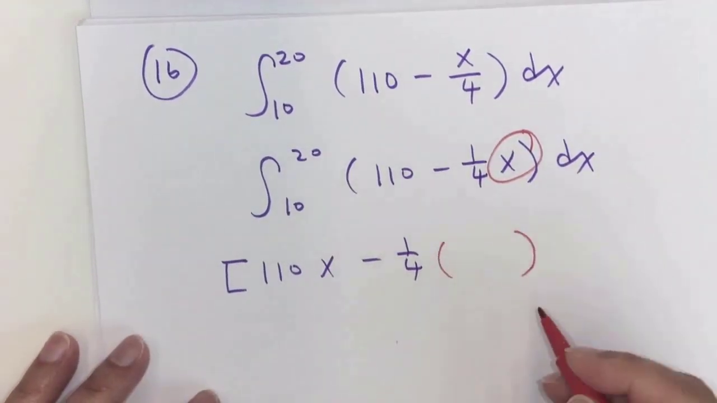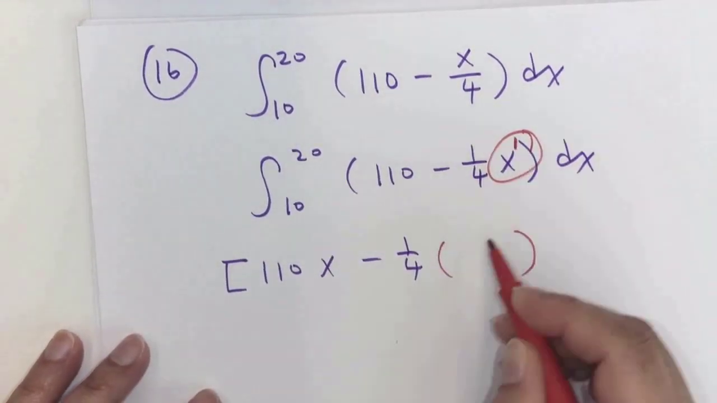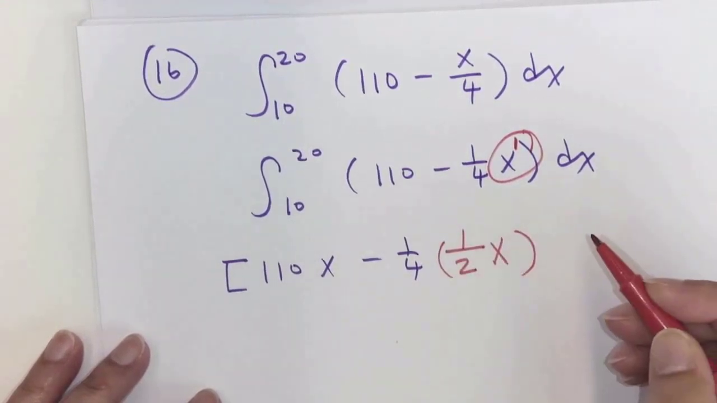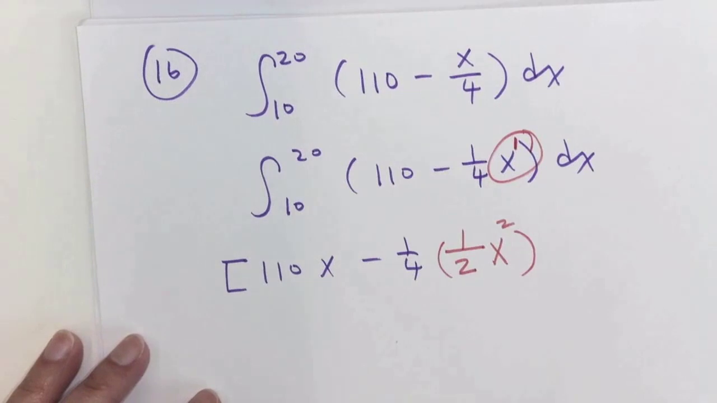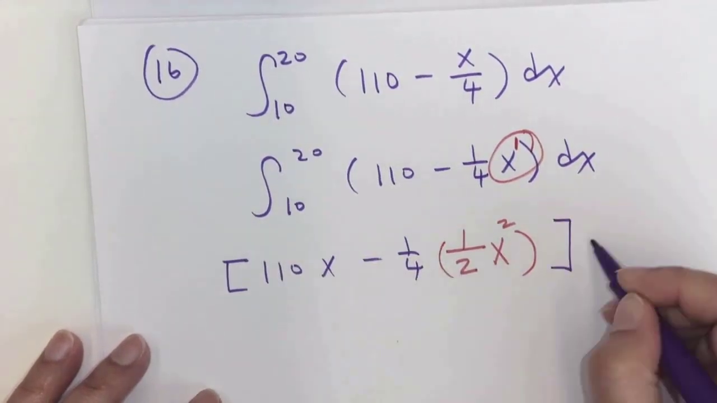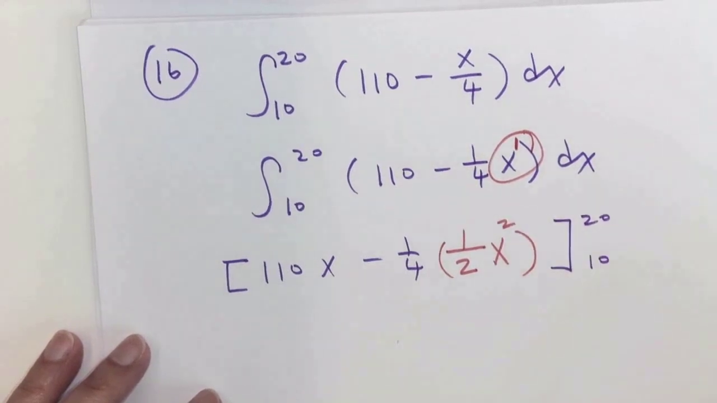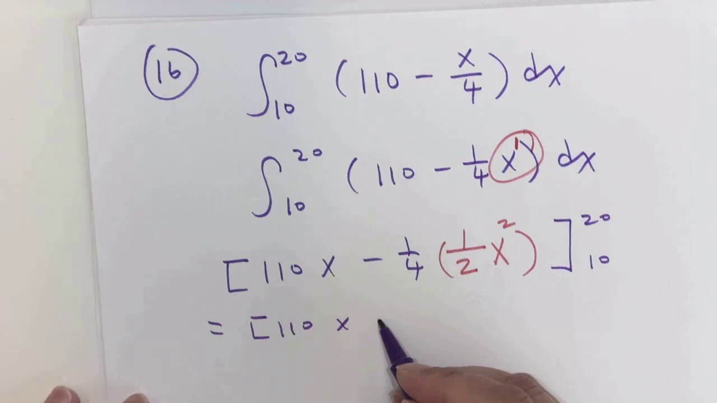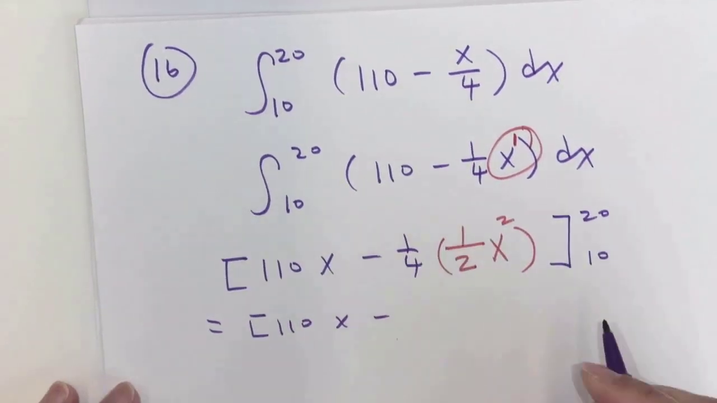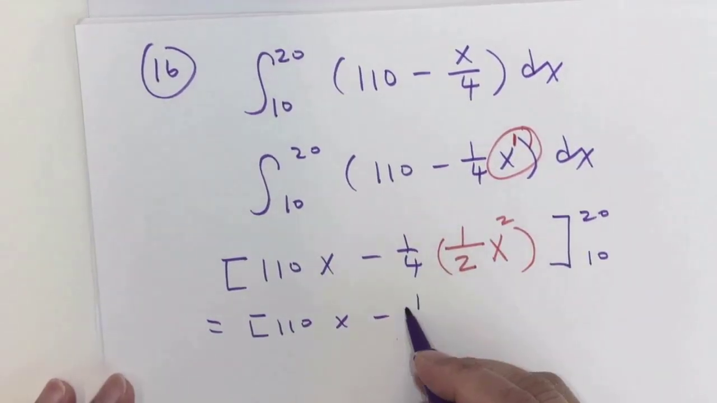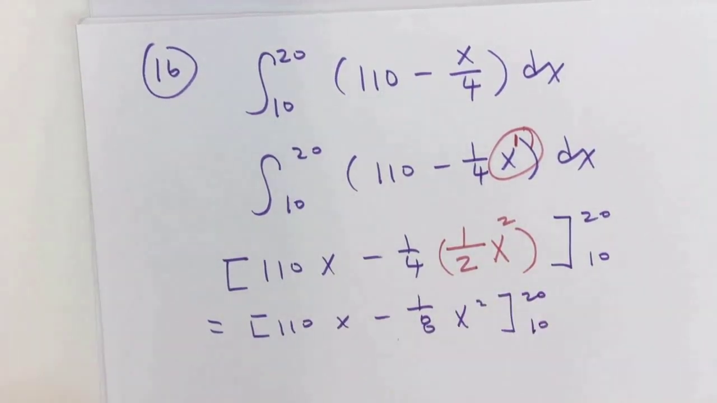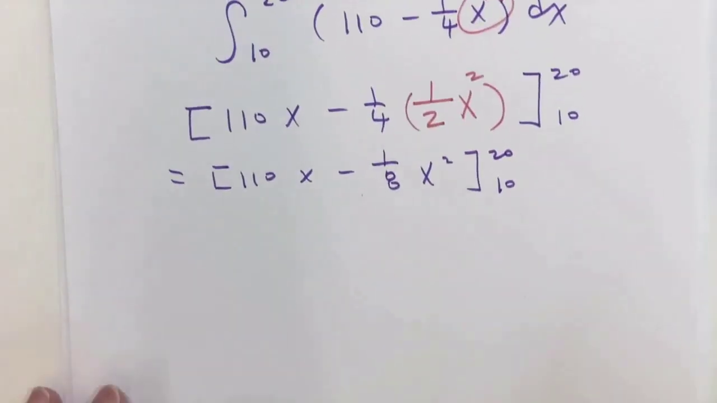So this will be what? It has an exponent of 1, so 1 over 1 plus 1 is 1 over 2, and x goes to the power of 2. And then you're supposed to add C, but this is definite, so we don't need C, from 10 to 20. Clean that up quickly, we got 110x minus these two fractions multiplied together will give me what? 1/8 x squared, from 10 to 20. Plug in the upper limit, subtract the lower limit.